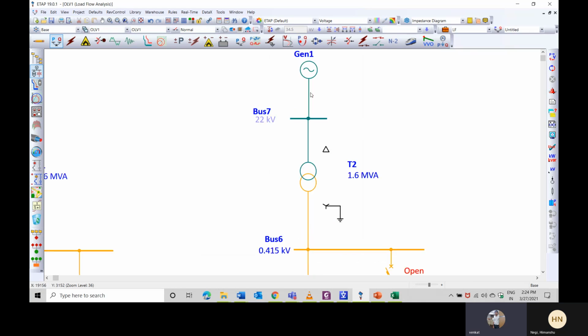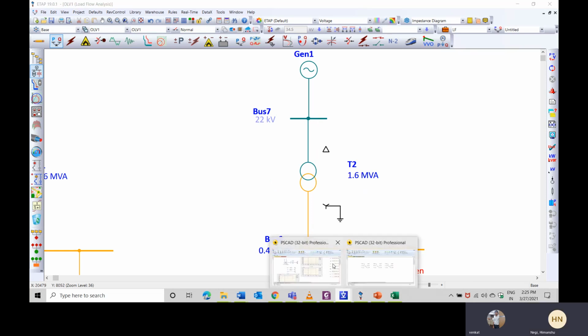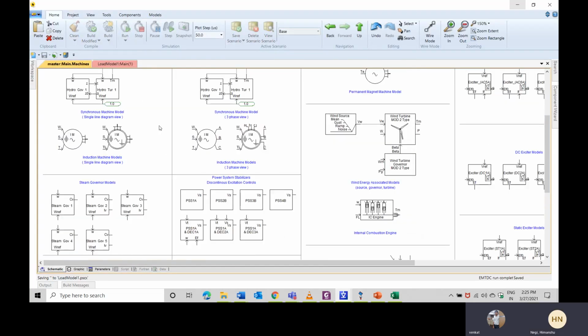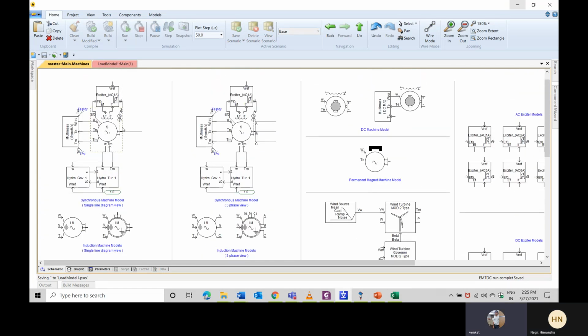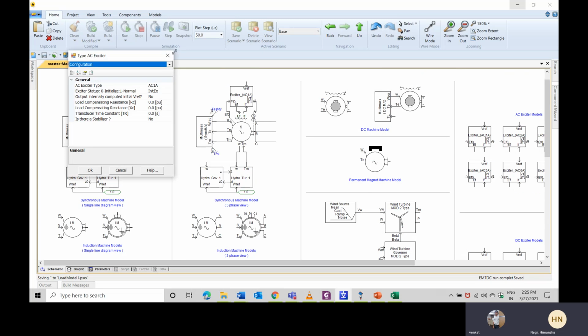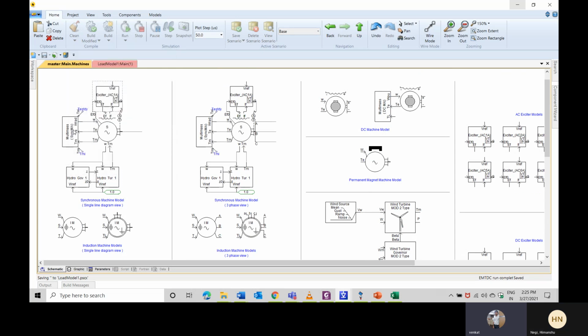For that, we have to model the complete generator with the excitation model. You can't model the generator in the PSCAD? Yes, we can model, but we want a lot of details like the excitation and governor model. We do want all that. Then only we can perform that.